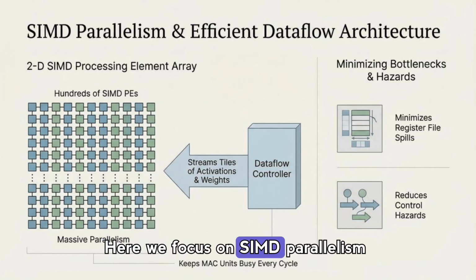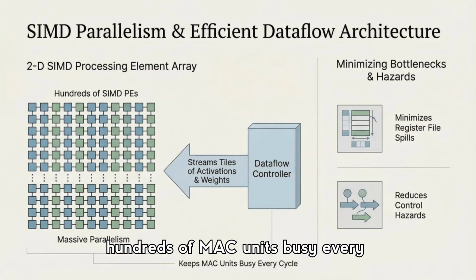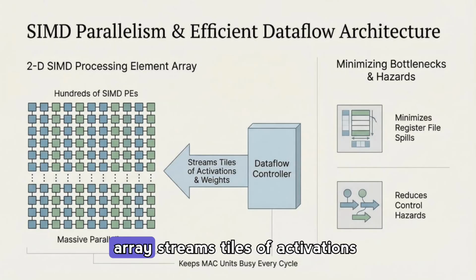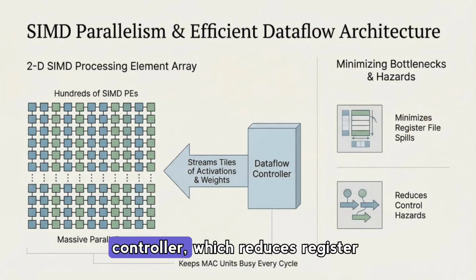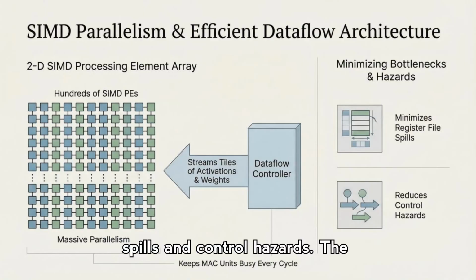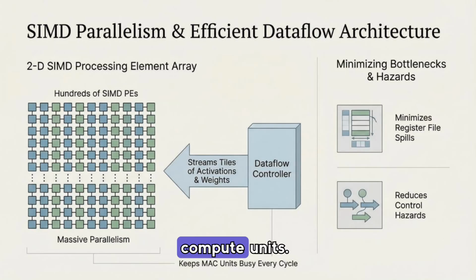Here we focus on SIMD parallelism and an efficient data flow that keeps hundreds of MAC units busy every cycle. The 2-dimensional SIMD array streams tiles of activations and weights via a dataflow controller, which reduces register spills and control hazards. The overall idea is to exploit massive parallelism while minimizing bottlenecks that would starve compute units.